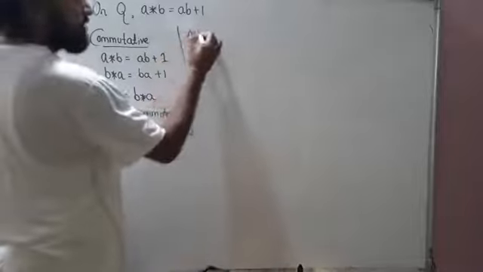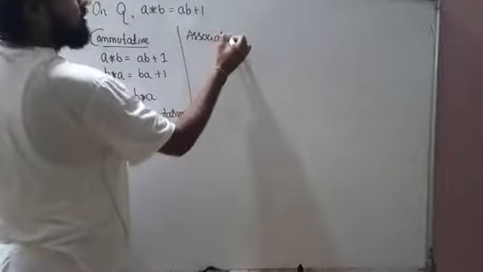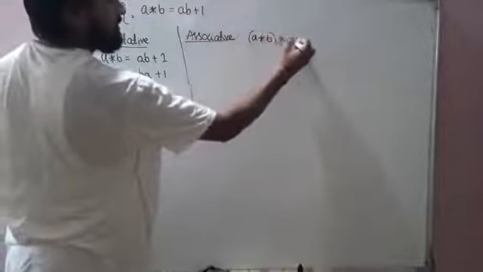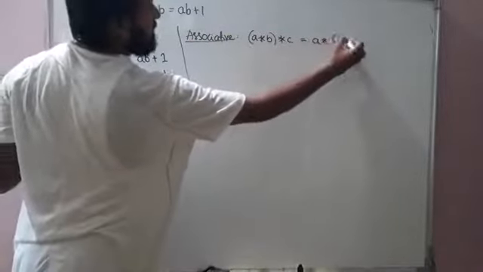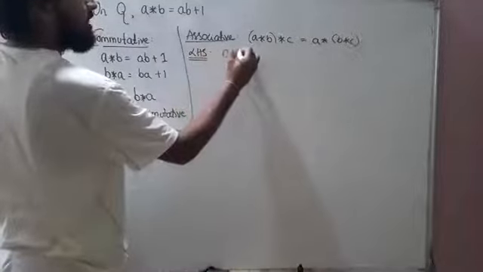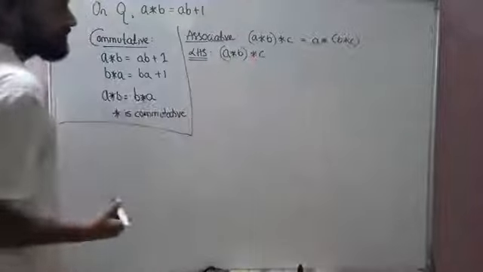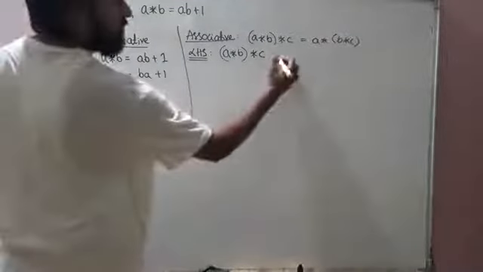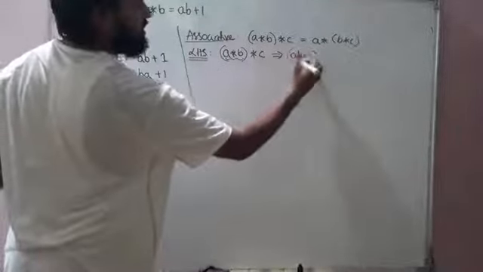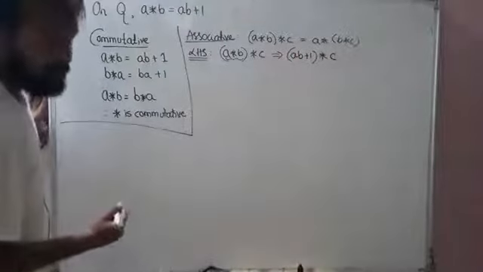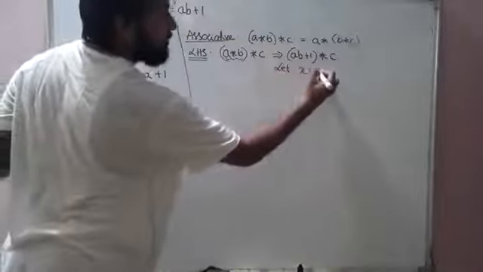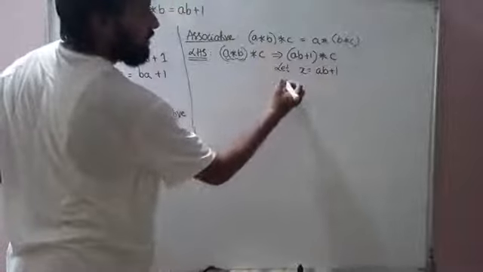So now let's go for associative. Definition for associative is (a star b) star c should be equal to a star (b star c). So let me take LHS first. If I take LHS, (a star b) star c. So now you tell me what is a star b means in the question. This is (ab plus 1) star c. For time being, we call this as X. So we will write let X is equal to ab plus 1.